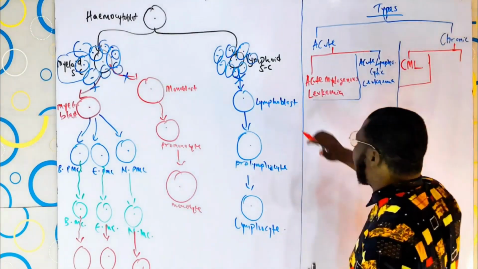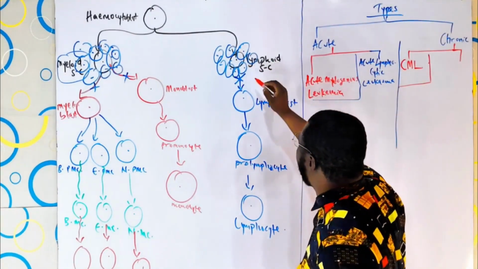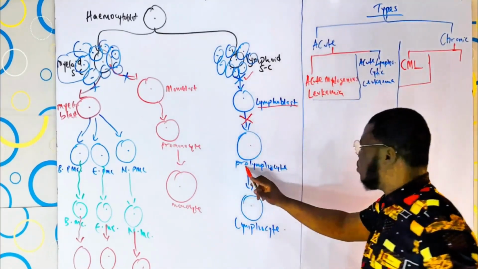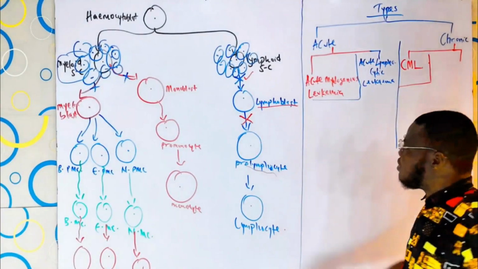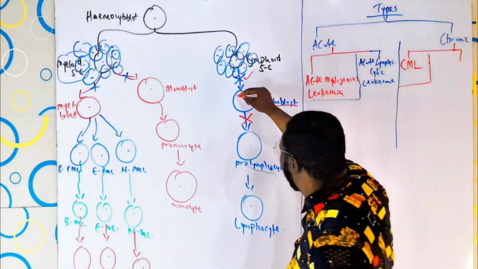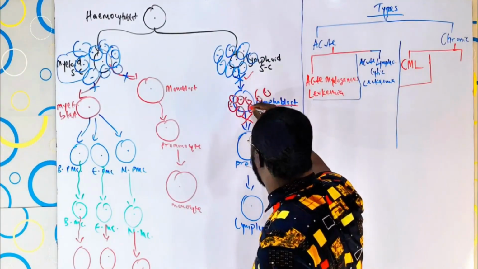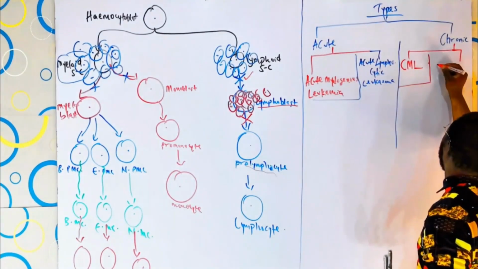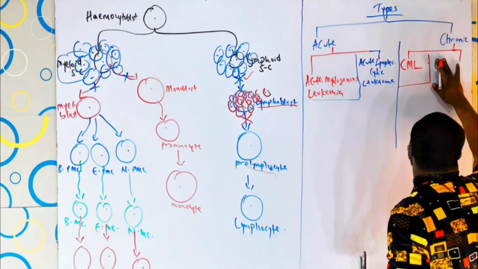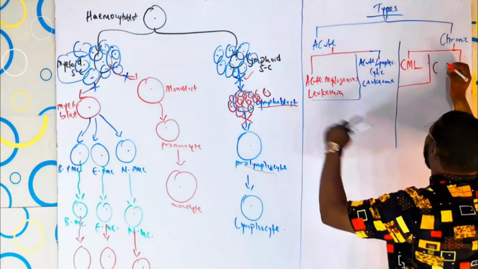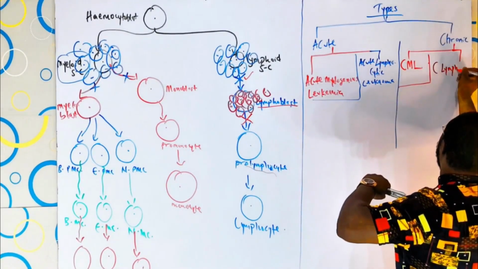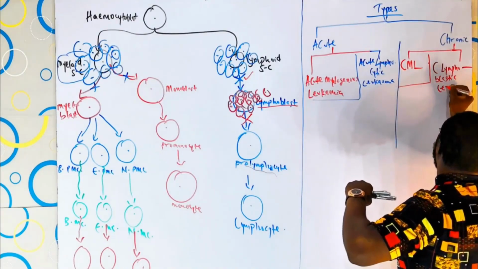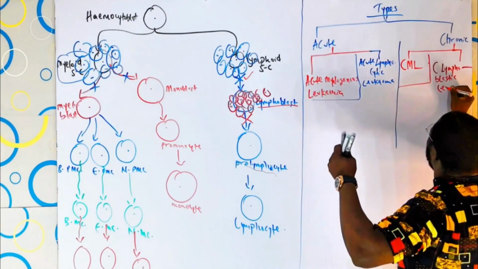Now, you see, this lymphoid stem cell can actually proceed to this lymphoblastic level, but then not be able to go to the pro-lymphocytic level. When it is arrested at this end, when this lymphoblast duplicates uncontrollably, we call that chronic. Since we're on the chronic side, we call it chronic lymphoblastic leukemia.